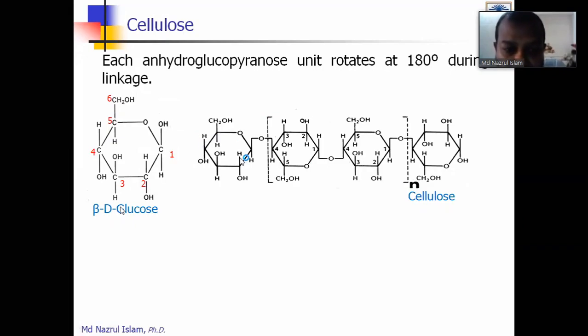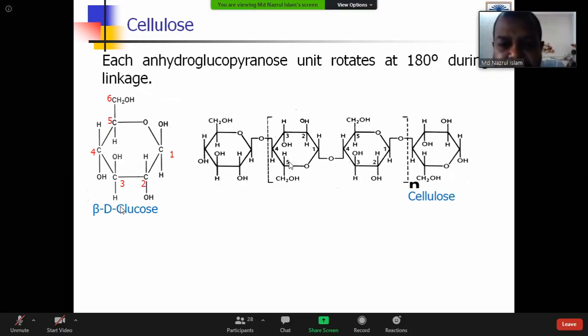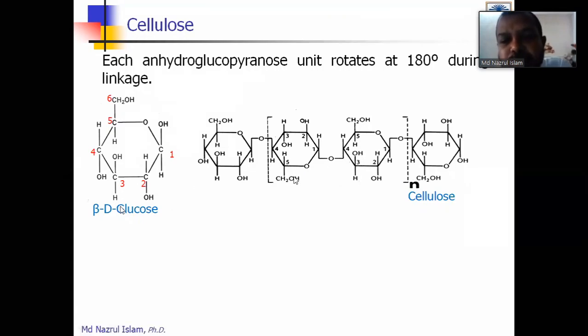In the left-hand figure, you will see the carbon positions 1, 2, 3, 4, 5, and 6 of the beta-D-glucose that makes the cellulose chain. In the first monomer, look at the CH2OH position, which is on the upper side. In the second monomer, it is in the opposite direction, on the downward side. So the monomer rotates 180 degrees.